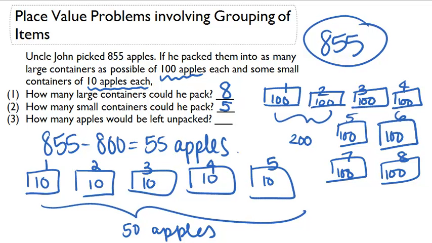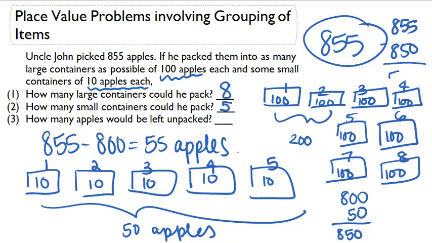How many apples would be left unpacked? Well, we know our large containers fit 800 apples. Our small containers fit a total of 50 apples, giving us a total of 850 apples we've packaged so far. However, Uncle John has a total of 855. So if we do 855 minus 850, we're going to have 5 apples remaining. So that is the number of apples left unpacked.